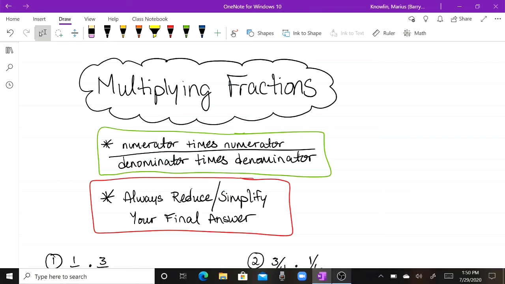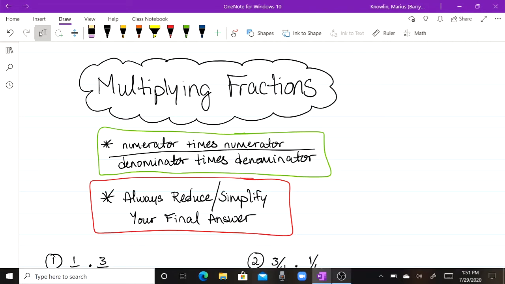Today, we want to have a lesson on multiplying fractions. So, in green, I put the rule for multiplying fractions. It's numerator times numerator, denominator times denominator. Okay? And the red is where you've got to stop. You've got to always remember: always reduce and simplify your final answers.